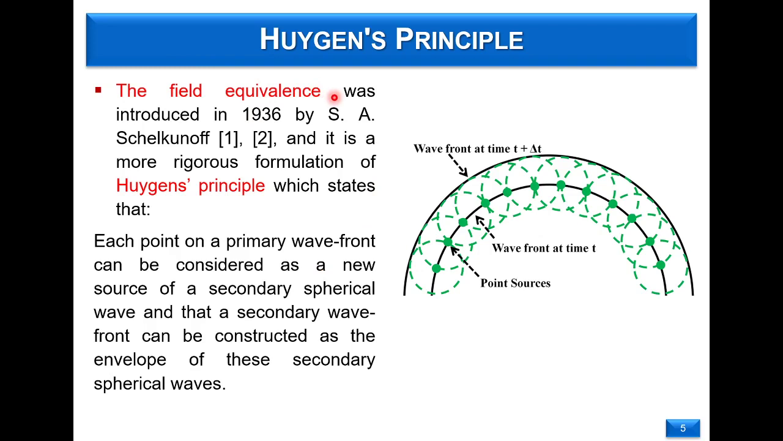The field equivalence principle is sort of like an advancement or a modification or like a rigorous formulation of Huygens principle, which I think many of us had studied in physics or in optics, maybe in high school or first year of education. Anyway, Huygens principle is stating that each point on a primary wavefront. So a wavefront is a surface of equal phase for any wave. So each point on this wavefront can be considered as a new source of a secondary spherical wave.